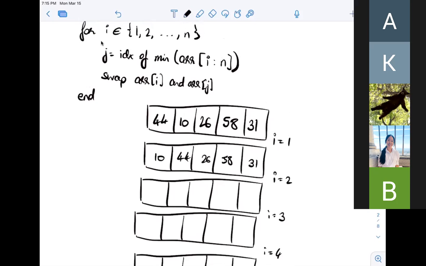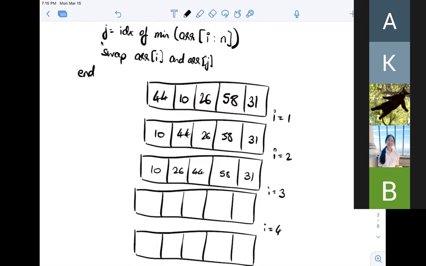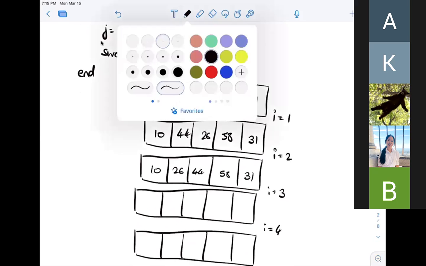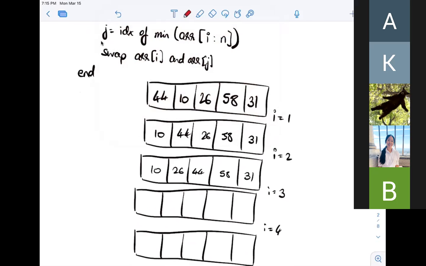26 swaps with 44? Yep, because 26 is the next smallest one. 44, 58, 31. Okay, what next? Then, Azar, go ahead. 31 swaps with what? 44? Yep. Again, 44 is just moving further and further down.